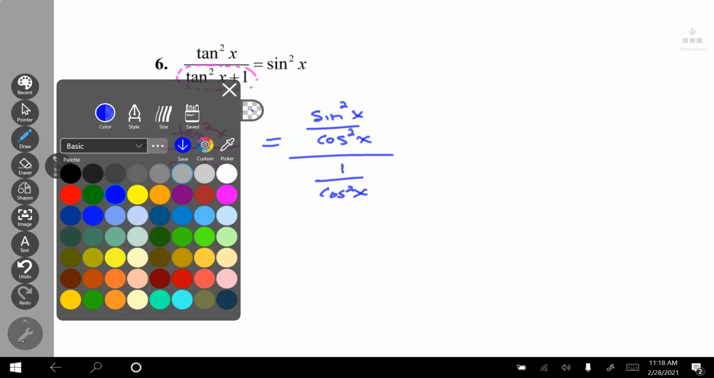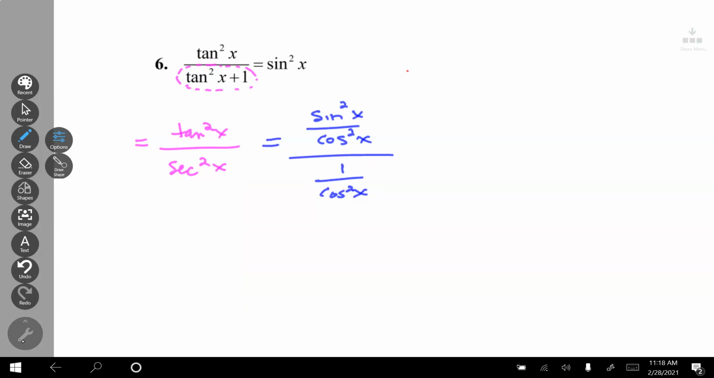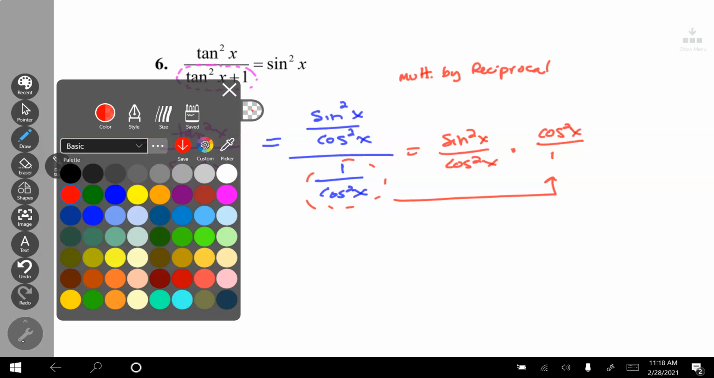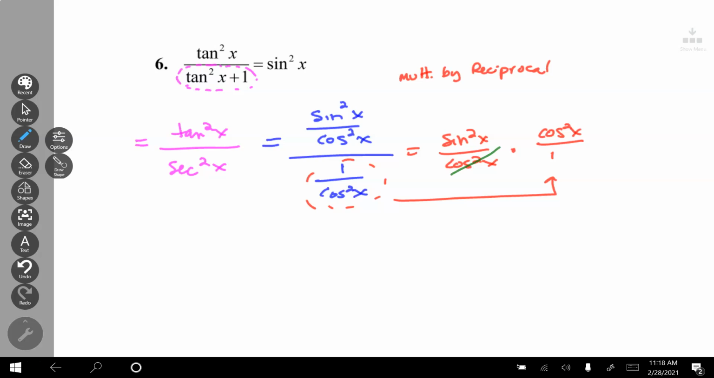And then I remember my rule of I don't like dividing, so I multiply by that reciprocal, and I get sine squared of x over cosine squared of x. And this guy, instead of dividing it, he's going to multiply by the reciprocal, which is cosine squared of x over 1. And then I do see some things cancel out. I see the cosines cancel, and when I'm all done, I get sine squared of x, which is exactly what I was looking for in the end.